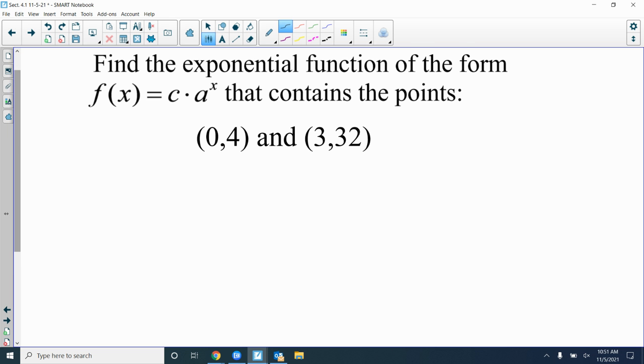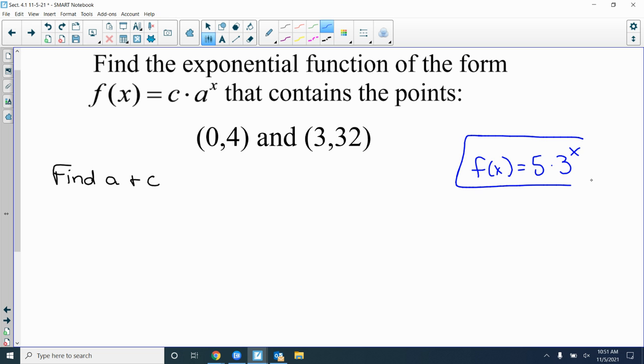All right, what we want to do is find A and C. Once we find those, our final answer needs to look something like f of x equals 5 times 3 to the x. So when we're done, that's what we're looking for. You have to find A and you have to find C.